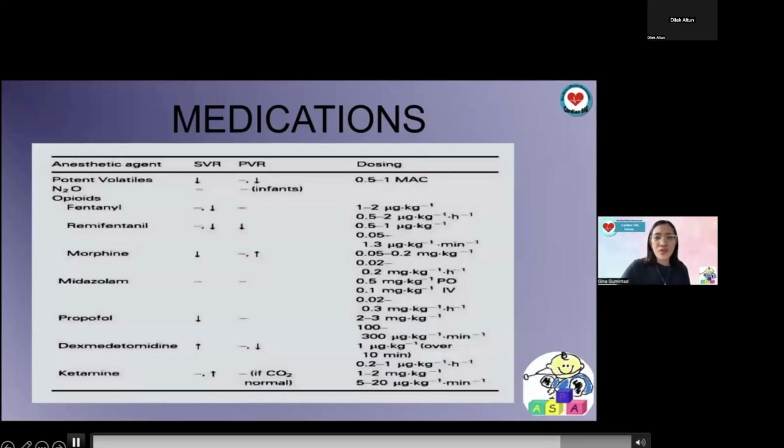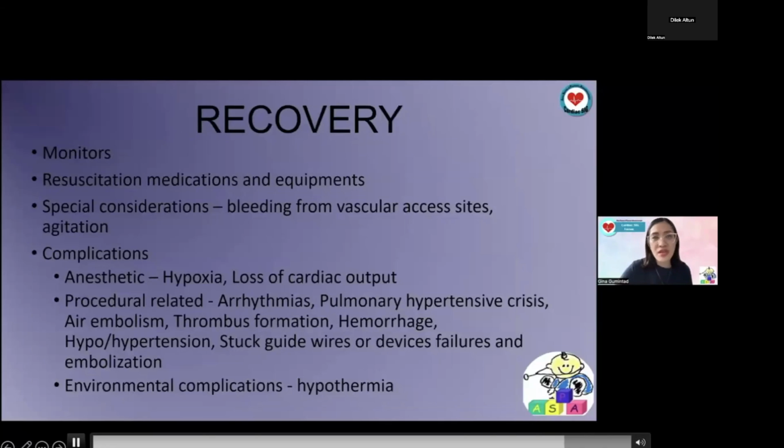So the main independent risk predictors of complications are age less than 1 year old, those with hypoplastic left heart syndrome, and these patients. Studies have also shown that interventional procedures have a higher risk of complications than diagnostic procedures. Of course, it's understandable because there is more manipulation of the heart and of the blood vessels, compared to just doing a diagnostic procedure.